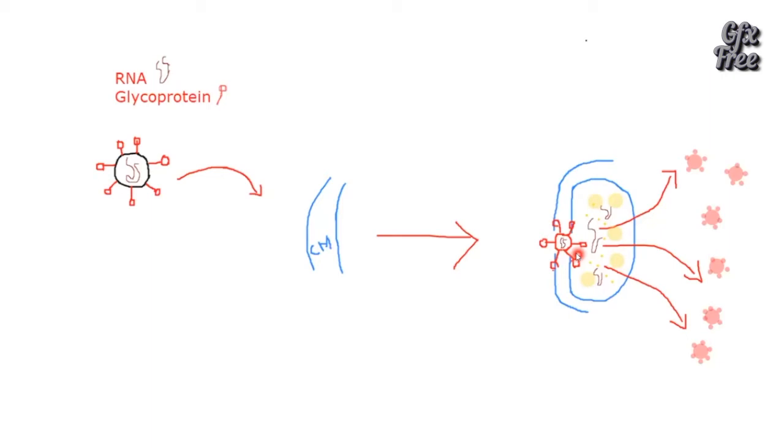Once it enters the cell cytoplasm, it releases the RNA, which will further result in the replication of the RNA molecules, and N proteins will also be released inside the cell. Now, once this process happens, the virus then moves out of the cell by a process called exocytosis.